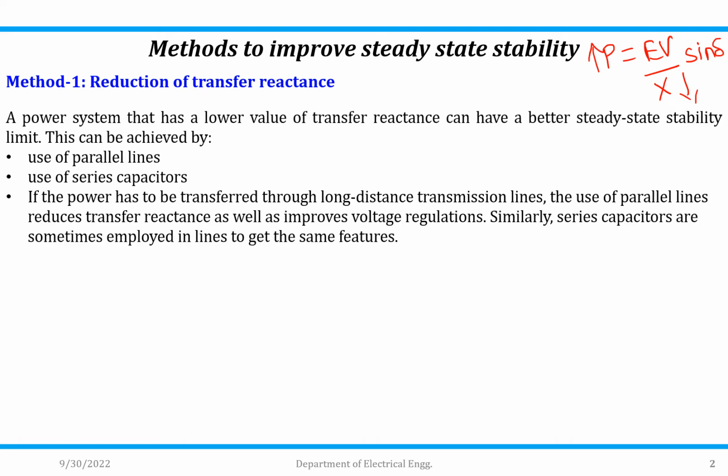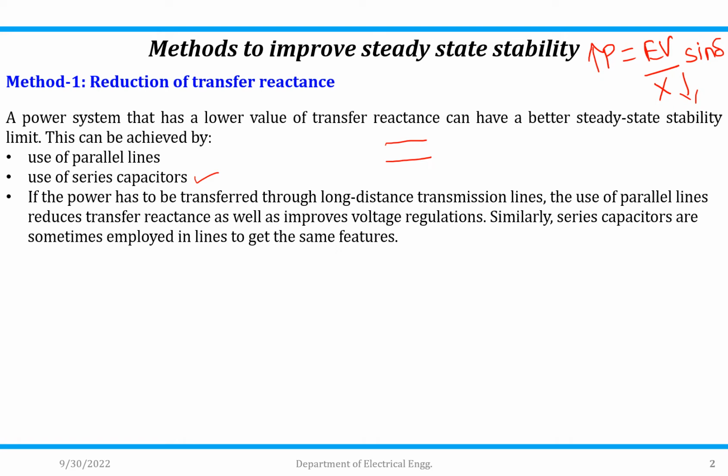So a power system that has a lower value of transfer reactance can have a better steady state stability limit, which can be achieved either by using two parallel lines, because when we have two reactances connected in parallel, the effective reactance of that line will be lesser compared to that of an individual one. The second is the use of a series capacitor, which we will discuss when we start the next topic.